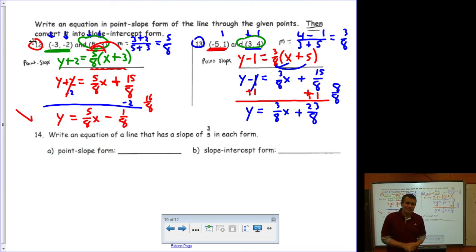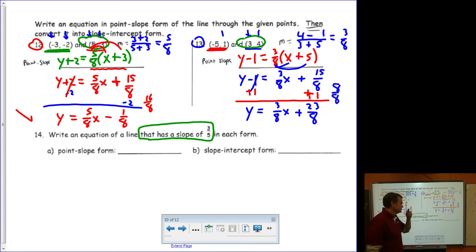Number 14, I simply need to write an equation that has a slope of 3/5. That's all that matters, is the slope is 3/5. So I can make, in point-slope form, I can make the point whatever I want. I might go y minus 1 equals 3/5 times x minus 1, just to make things easy. But this number and this number could be any number you want it to be.